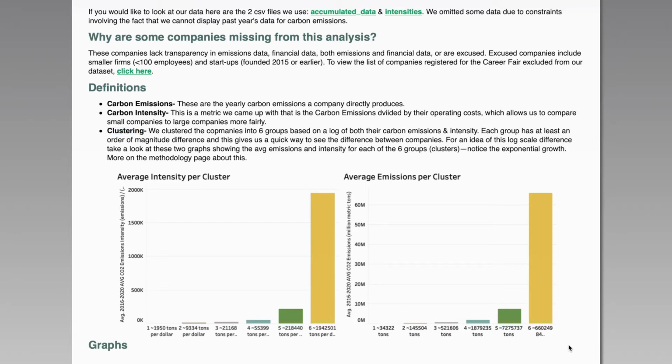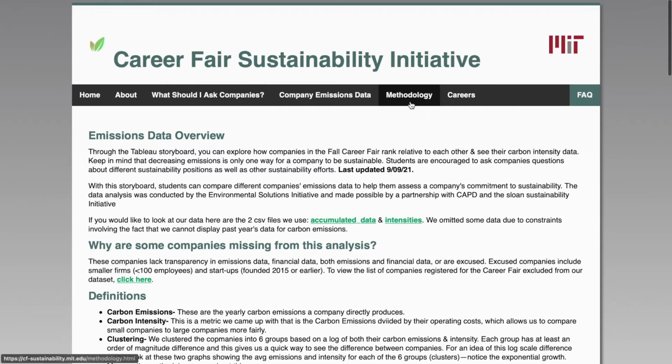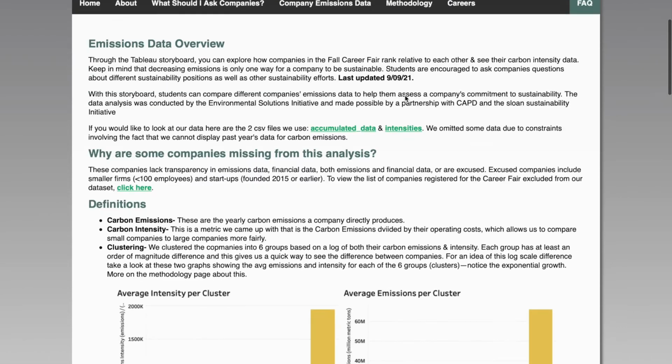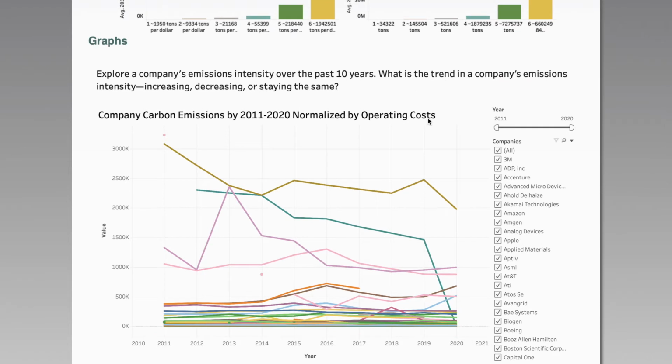If you'd like to learn more about how we conducted this analysis, you can click on the methodology page on our website. Our first interactive figure shows company carbon emissions data normalized by operating costs from 2011 to 2020. This figure is useful for students to look at the carbon intensity of the companies and see if the companies are exhibiting trends in that emissions intensity. Are they increasing, decreasing, or staying the same?